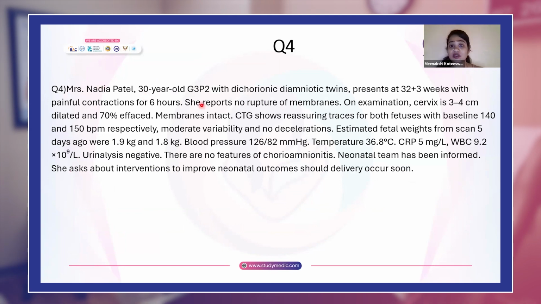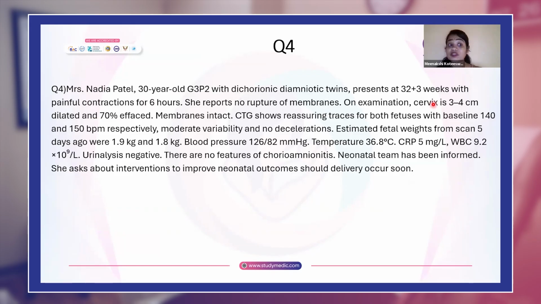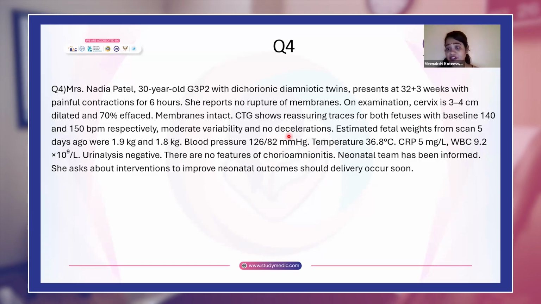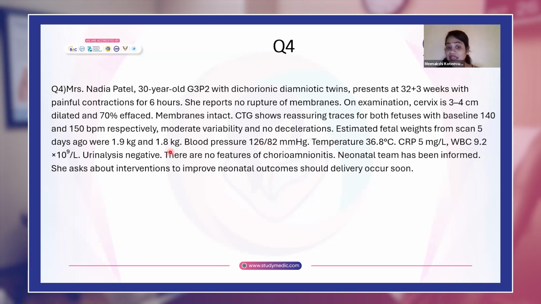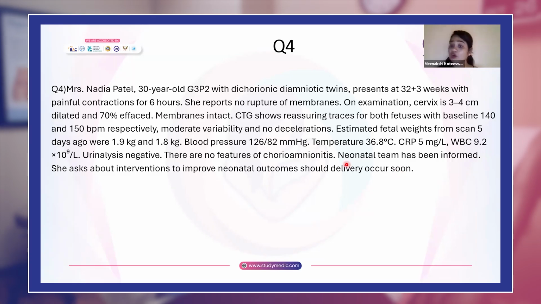Then we've got Mrs. Nadia Patel, who's 30 years old, third gravida, presenting with dichorionic diamniotic twins. This is DCDA twins at 32 weeks with painful contractions for 6 hours. She has no rupture of membranes, and on examination, cervix is 3 to 4 centimeters with 70% effaced. Membranes intact, CTG showing reassuring traces, moderate variability, and no decelerations. Estimated fetal weights from the scans show about 1.9 and 1.8 kgs at 32 weeks. Blood pressure is normal, temperature normal, CRP is 5, urine analysis is negative, and there are no features of chorioamnionitis. Neonatal team has already been informed, and she asks about interventions to improve the neonatal outcomes should delivery occur soon.